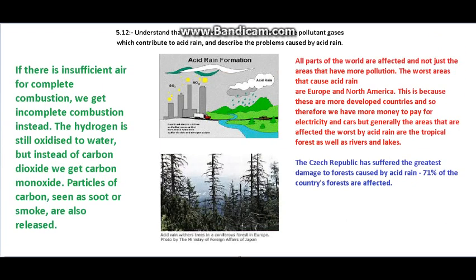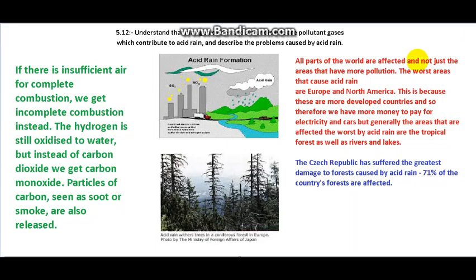And now we move on to specification point 5.12. Understand that nitrogen oxides and sulfur dioxide are pollutant gases which contribute to acid rain, and describe the problems caused by acid rain. So to start with, if there is insufficient air for complete combustion, we get incomplete combustion instead. The hydrogen is still oxidized to water, but instead of carbon dioxide, we get carbon monoxide. Particles of carbon seen as soot or smoke are also released.